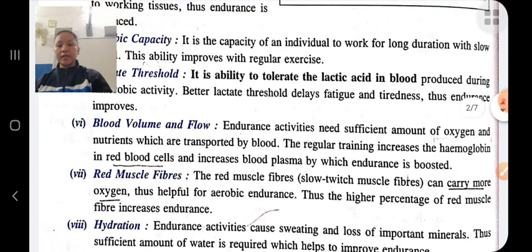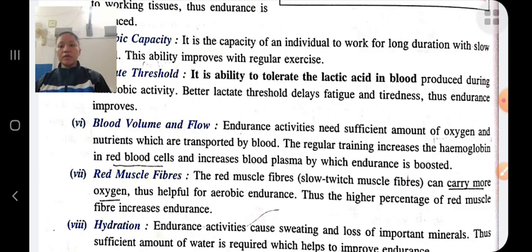Maximum oxygen uptake means the amount of oxygen which can be absorbed and consumed by the working tissue. If the oxygen uptake improves, then our endurance will be improved.